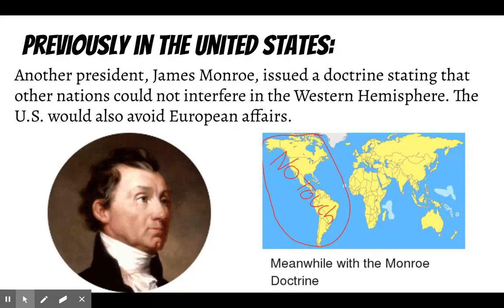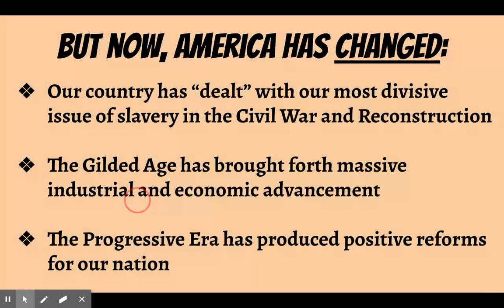Other presidents after him agreed with this idea of isolationism, one of those presidents being James Monroe. Do you remember the Monroe Doctrine? This doctrine basically told other nations that they cannot interfere with the Western Hemisphere. It also told those other nations in Europe that we would not interfere with them. So this whole don't touch my stuff, we won't touch your stuff kind of idea was presented in the Monroe Doctrine. And this is still isolationism. But now things have changed.